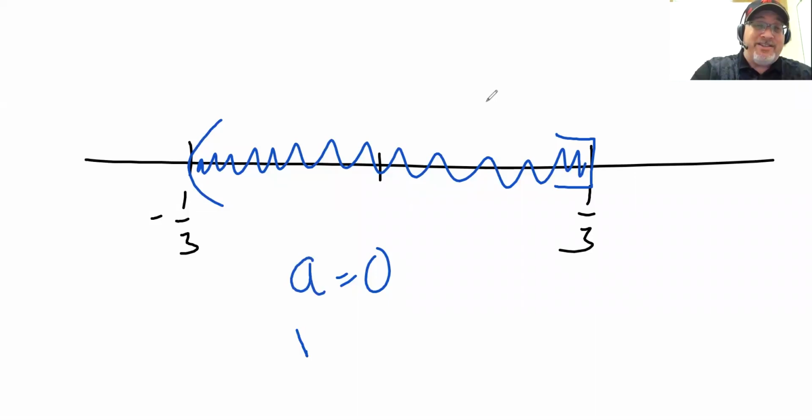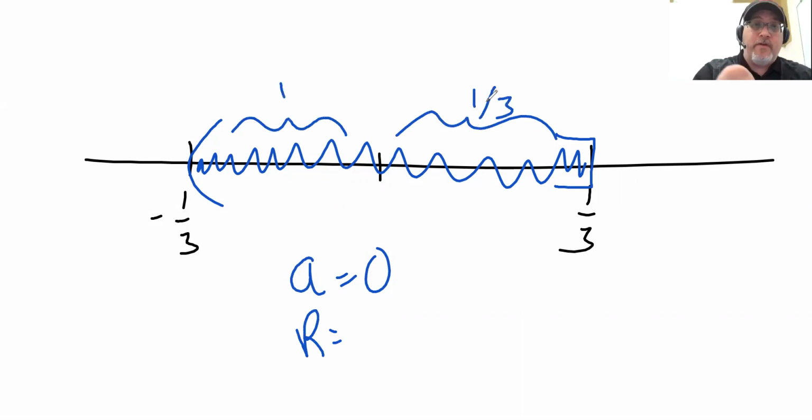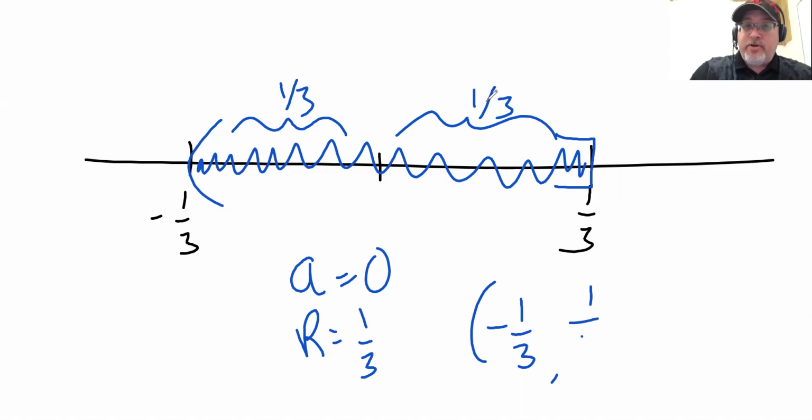Our radius is the distance from the center to either endpoint, but no matter which direction you go, the radius is 1/3. And our interval of convergence is negative 1/3, comma 1/3, parentheses on the negative 1/3 because divergence occurred when x equals negative 1/3. Bracket on the 1/3 because we got convergence when x was equal to 1/3.